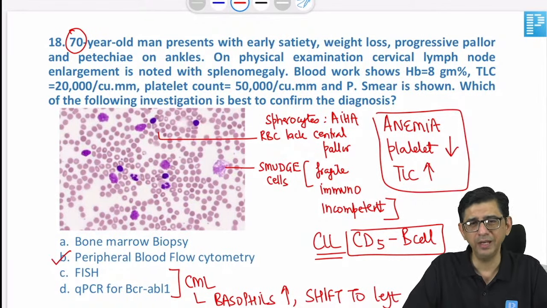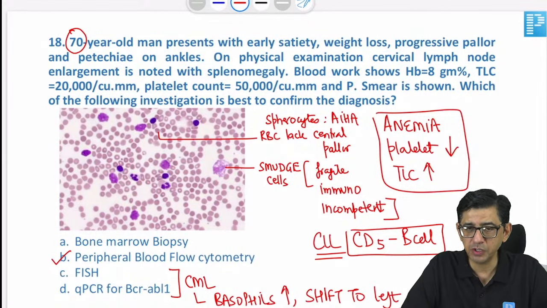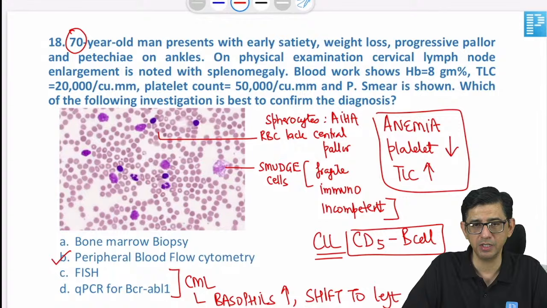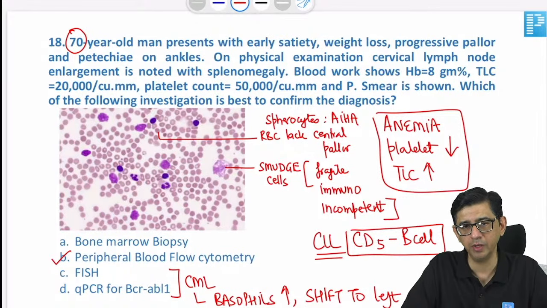Thrombotic events are very late in chronic myeloid leukemia, so in the early part, if we want to differentiate, those are the features which are present. For all blood cancers, guys, you need to know the main investigation of choice. FISH is mainly for chromosomal translocation, so that would be a specific answer for chronic myeloid leukemia. We can use it even in other leukemias as well, but for chronic lymphocytic leukemia, it's always a peripheral blood examination which is to be used.